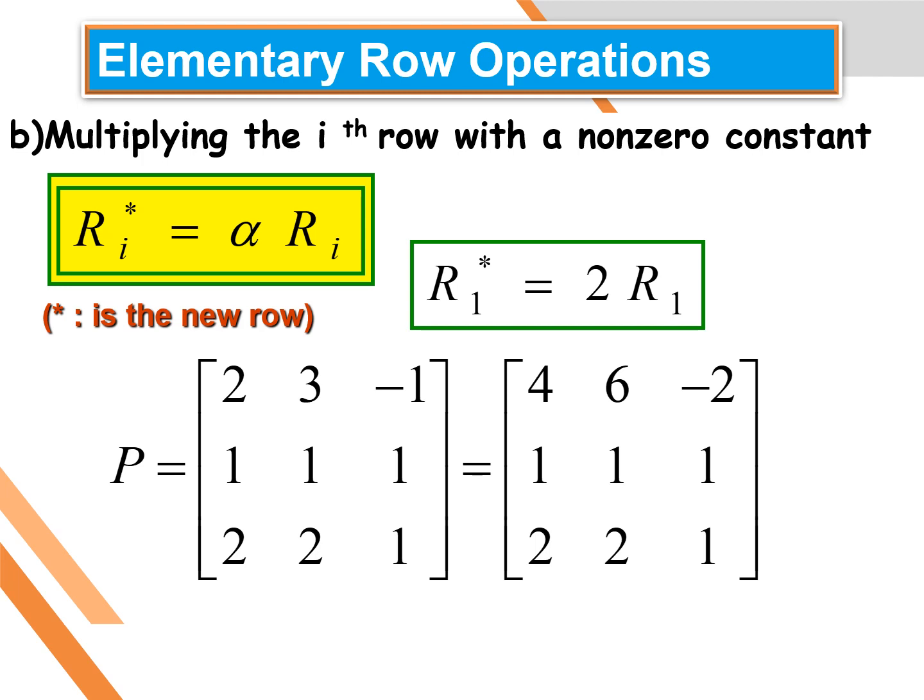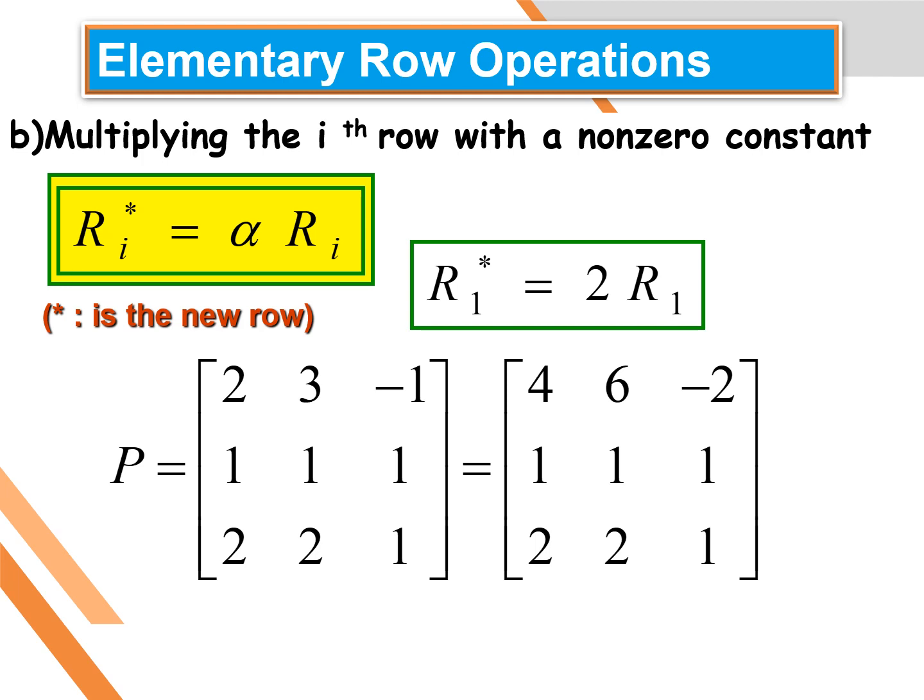The second ERO says that when we multiply the i-th row by a non-zero constant, it will never change the nature of the matrices. In this example, we are going to multiply the first row by number 2, and we will get the new matrix, which is 4, 6, negative 2 for the first row, then 1, 1, 1, and 2, 2, 1.